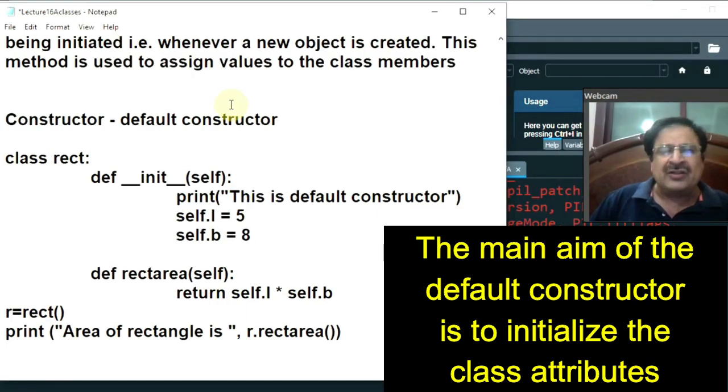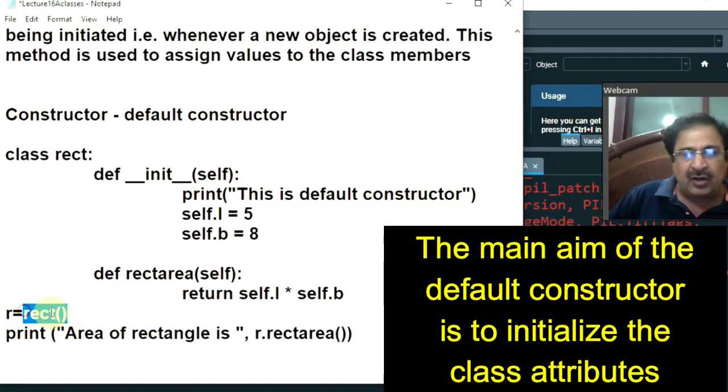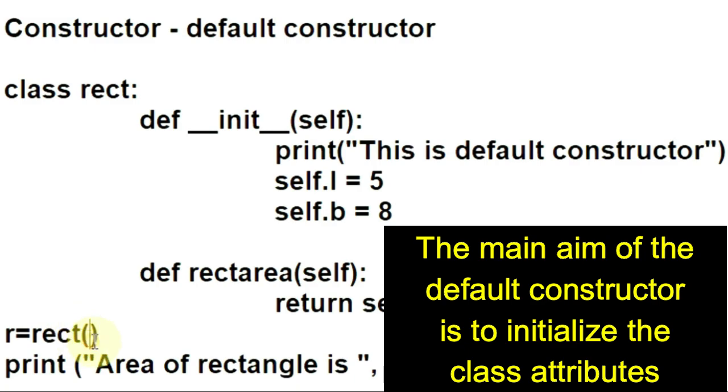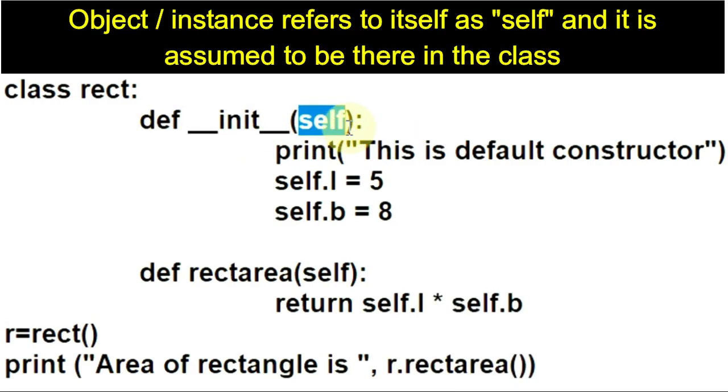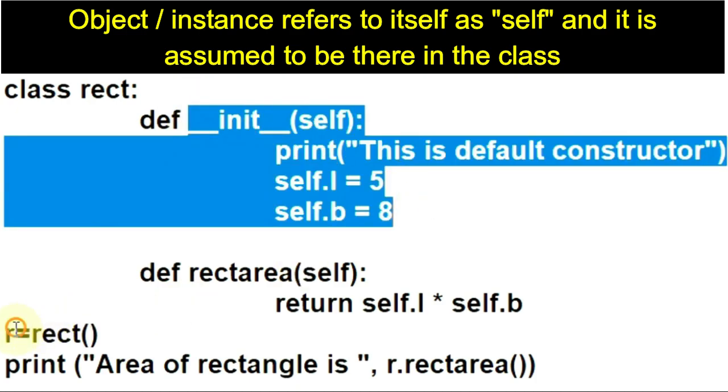Now what is a default constructor? I'll explain it here. See, here you are making an object R of Rect class, right? How many arguments are you sending while creating the object? Nothing. So that means Python will look for an init method without any parameter. Now what is self? Self is the object which is invoking this method, right? And it is always there. So there is no parameter here, and this init will be automatically executed when an object is defined.